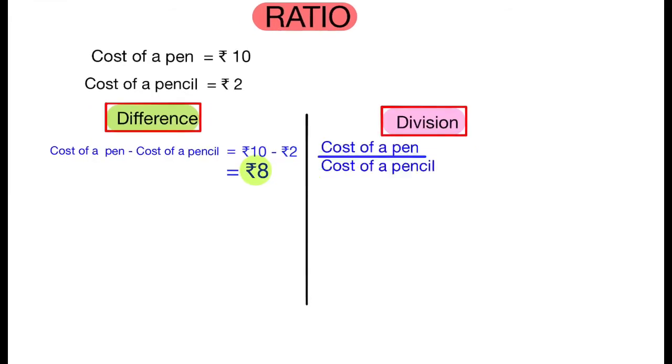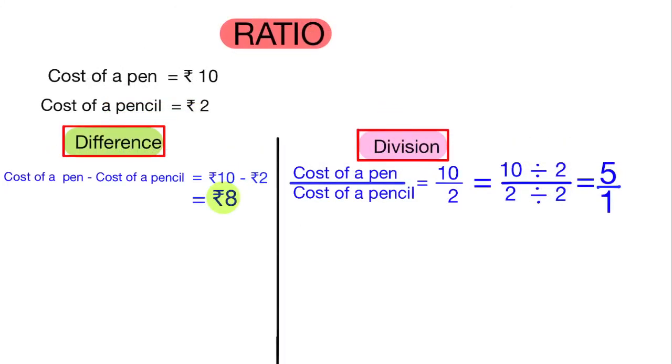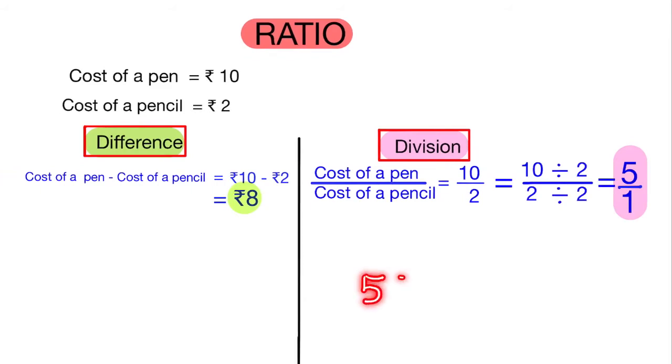That is, cost of a pen by cost of a pencil is equal to 10 divided by 2. Dividing both numerator and denominator by 2, we get 10 divided by 2 is equal to 5 and 2 divided by 2 is equal to 1. So, cost of a pen by cost of a pencil is 5 by 1. Here, the cost of the pen is 5 times the cost of the pencil.